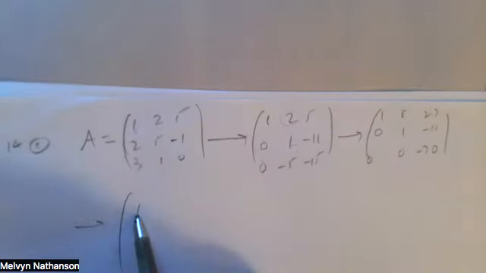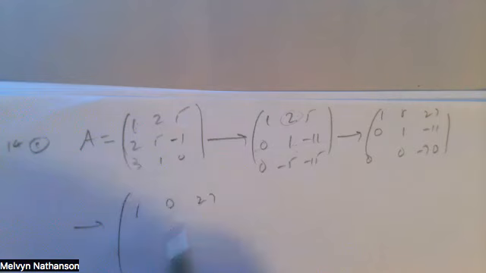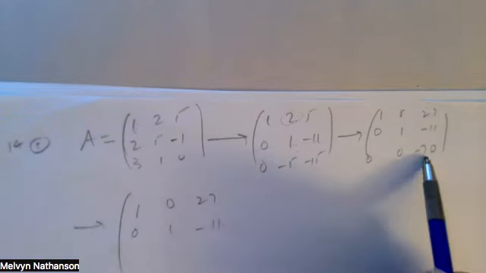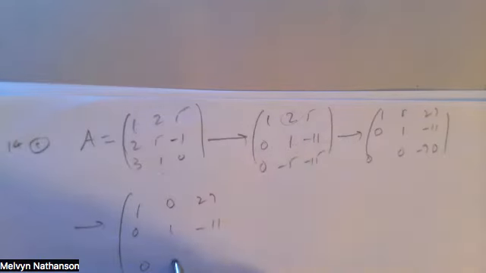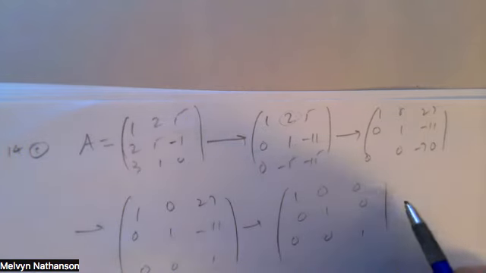So then I have (1, 0, 27), (0, 1, minus 11), and I divide the third row by minus 70, I get (0, 0, 1). I add 11 times the third row to the second, gives me (0, 1, 0). I subtract 27 times the third row from the first, gives me (1, 0, 0). So this is the reduced row echelon form of the matrix. This is the 3 by 3 identity matrix.